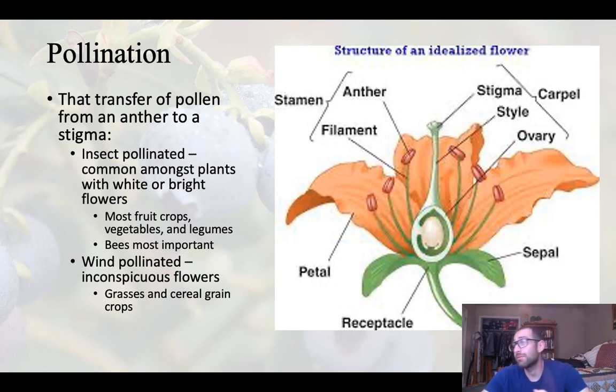But there are a number of other pollinators that are important as well, and we'll look at a couple of different ones. We won't go too in depth, but generally bees are the most important. Now, your wind-pollinated flowers, they're typically going to be inconspicuous, right? We don't need big, flashy flowers to attract anything, so they can be smaller, more inconspicuous, as you would see with some of our grasses and cereal grain crops, right? Those are wind-pollinated. They don't need big flowers to attract anything.